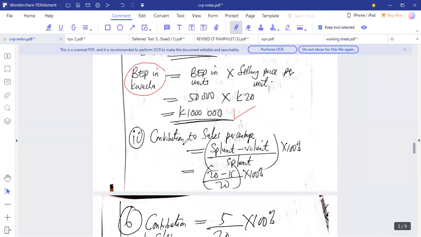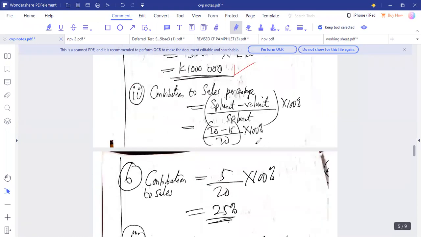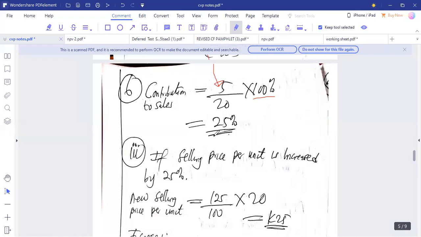Getting down to contribution over sales percentage. Contribution here is the difference between the selling price per unit and the variable cost per unit, which is 5 here on top as a numerator. Then you divide by the sales, so selling price per unit is 20, by 100. So meaning that we are getting 25%.